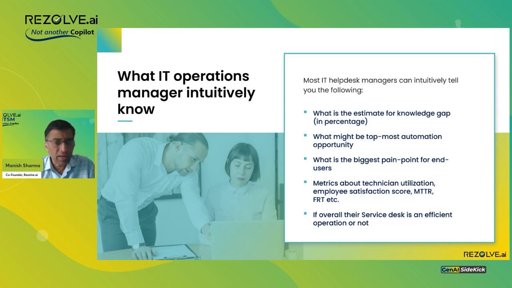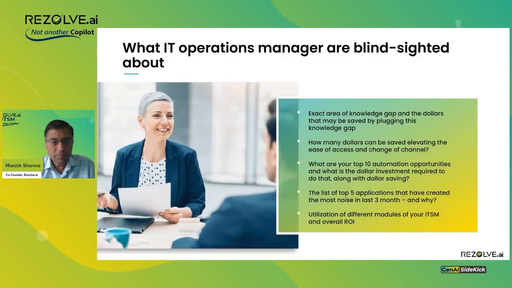That's a starting point, right? And we don't add any value here. They already know this. What we add value with is this other kind of information. These are the kinds of information that they're blindsided about. If I dig a little bit deeper and ask them more questions, that is where trouble starts. For example, if I say, tell me the exact area of knowledge gap that you have. And by the way, do you know how many dollars you're losing because you don't have this knowledge base? Do you have an ROI of building this knowledge base versus the amount of dollars you're losing because the knowledge base does not exist?